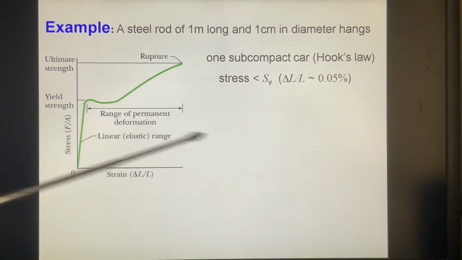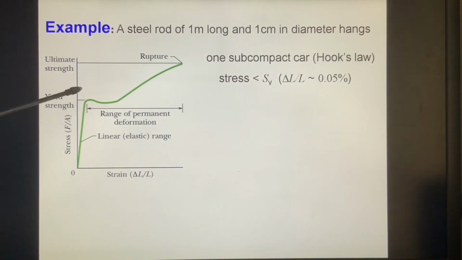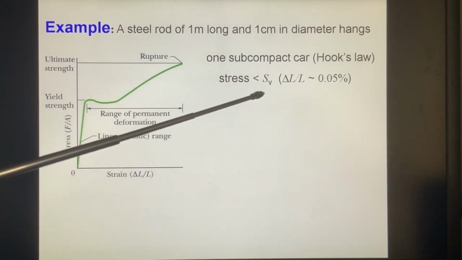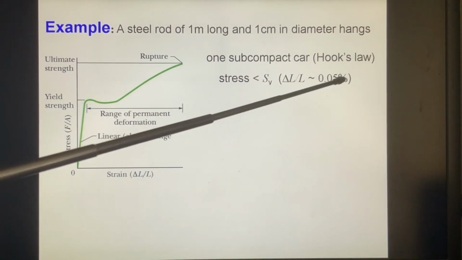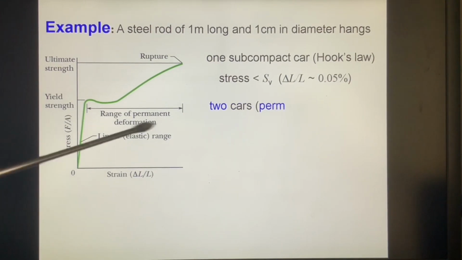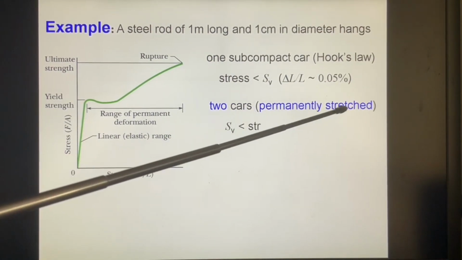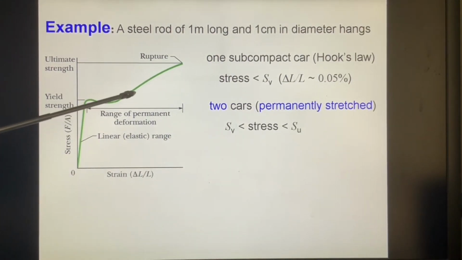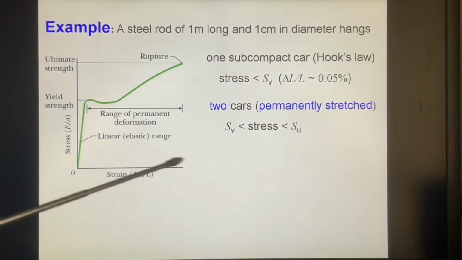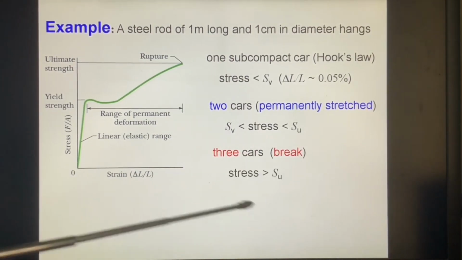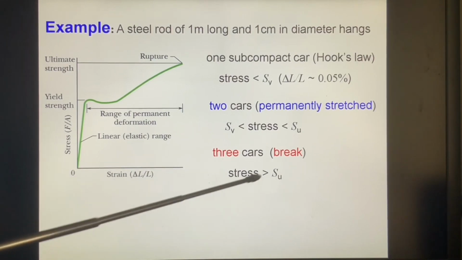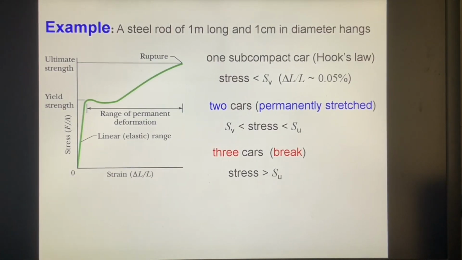The stress is more than S_Y here. Okay, this is S_Y, the yield strength. And the relative length change is about 0.5%. If you hang two cars, it is permanently stretched. If it goes past that, it never comes back. It's permanently stretched. So if you put 3 cars, then it'll break. The stress is larger than the ultimate, S_U, the ultimate strength.